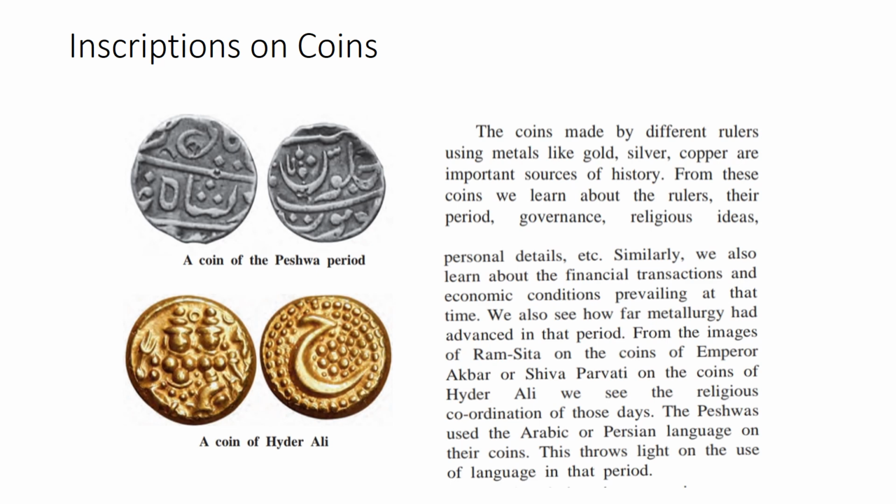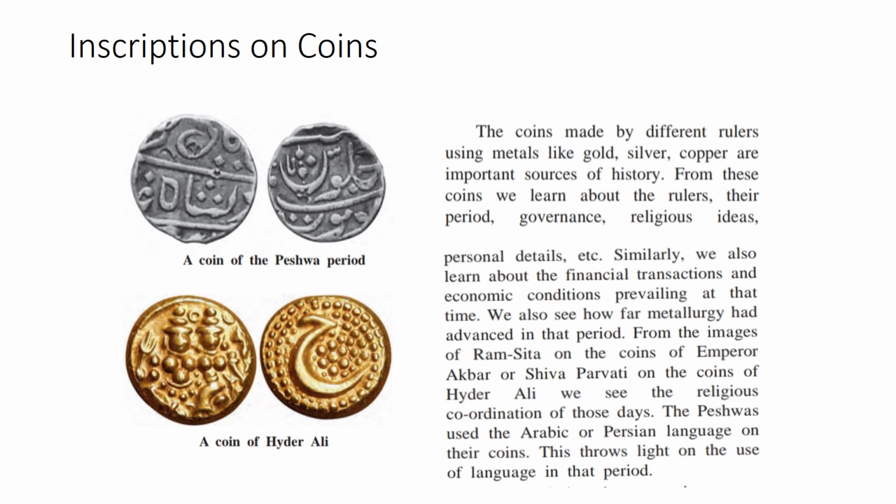We also see how far metallurgy had advanced in that period. मेटलर्जी इसका मतलब होता है साइंटिफिक स्टडी ऑफ मेटल्स, मेटल्स के बारे में एकदम साइंटिफिकली स्टडी करना, उसे कहते हैं मेटलर्जी. From the images of Ram Sita on the coins of एम्परर अकबर के टाइम पर जो कॉइन्स बने थे उनमें एक कॉइन था जिसपे राम और सीता का इमेज बना हुआ था, यानी जो गॉड है हिंदुओं के, राम एंड सीता, उनका इमेज इनक्रिप्ट हुआ था एम्परर अकबर के टाइम पे.